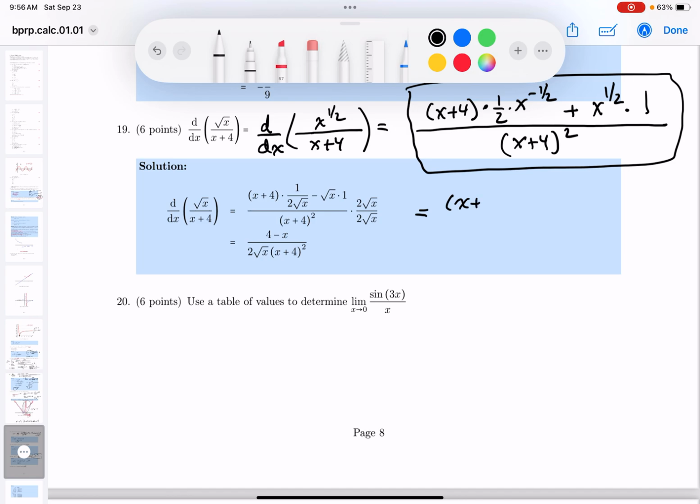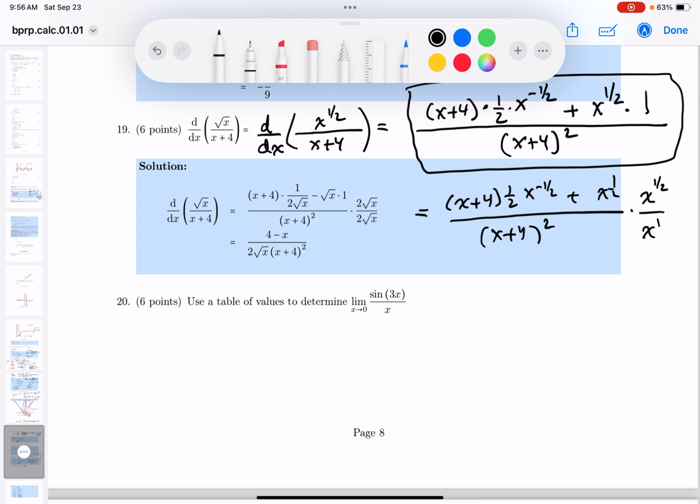Let me write this down carefully. The top is x plus 4, times 1/2 x to the minus 1/2, plus x to the 1/2. What goes on the bottom? x plus 4 squared. I'd multiply top and bottom by a rationalizing factor, and that would be x to the 1/2.